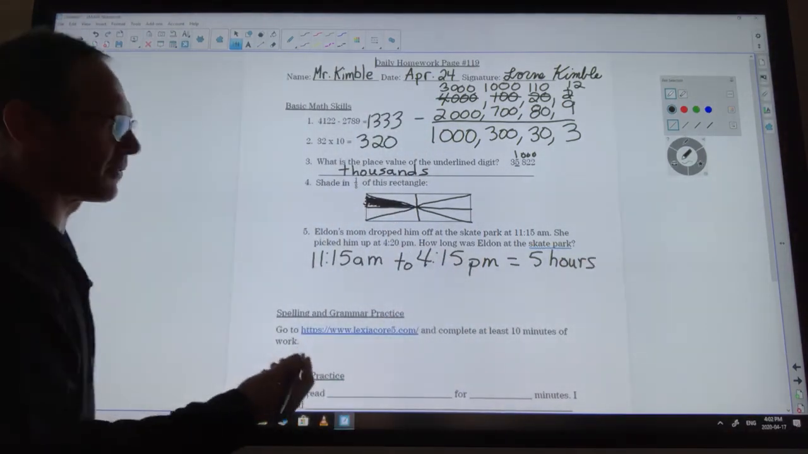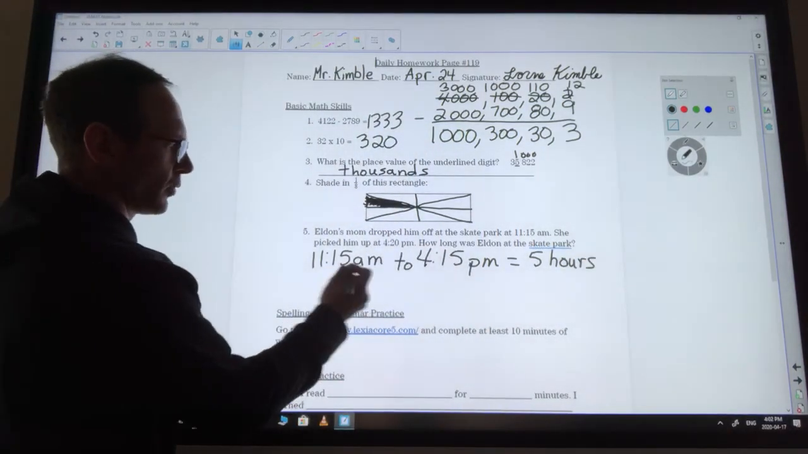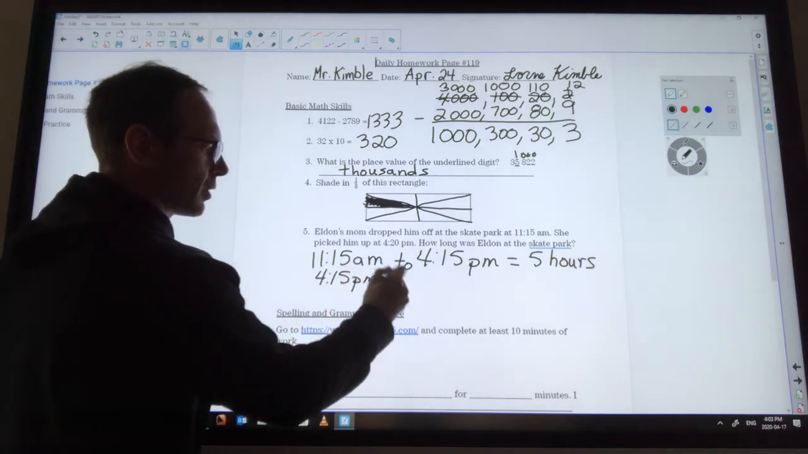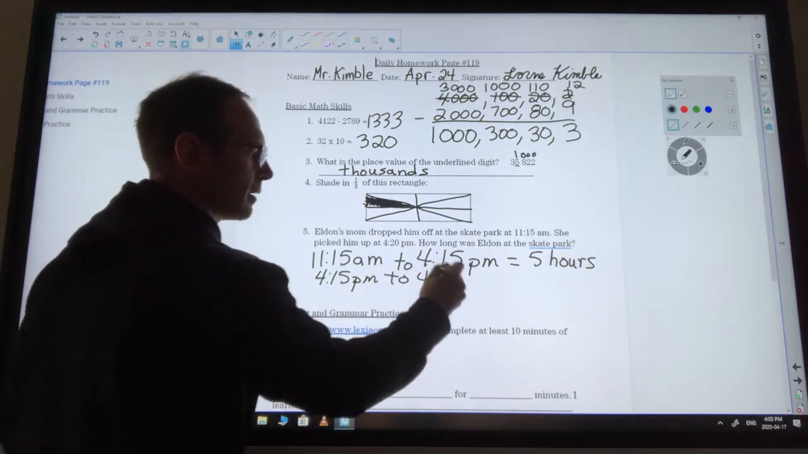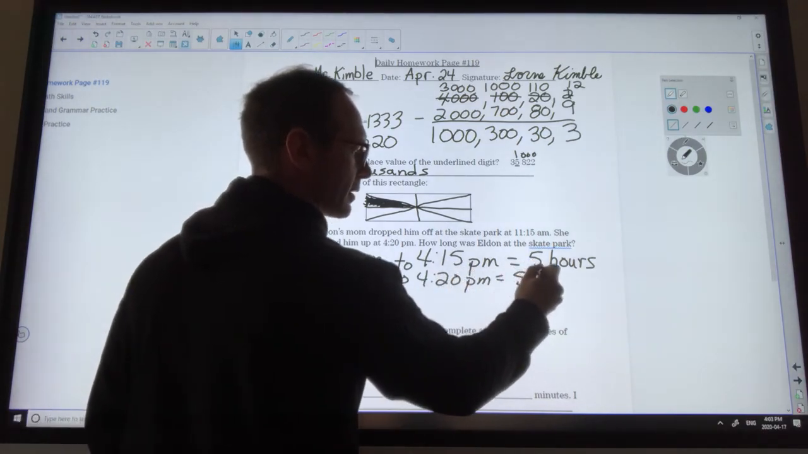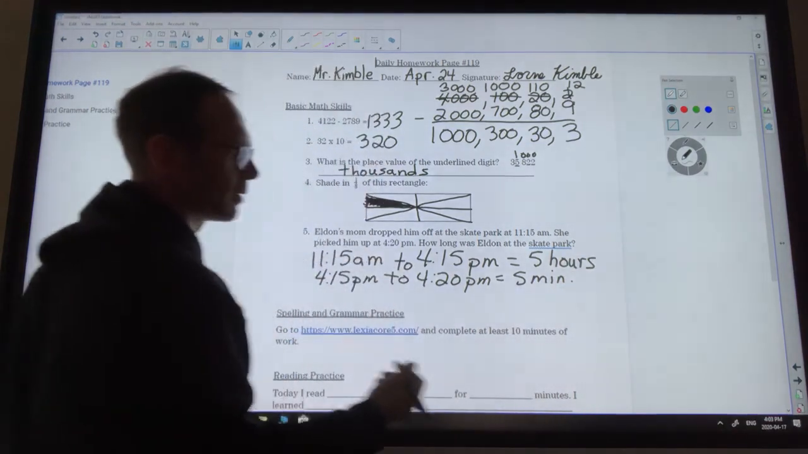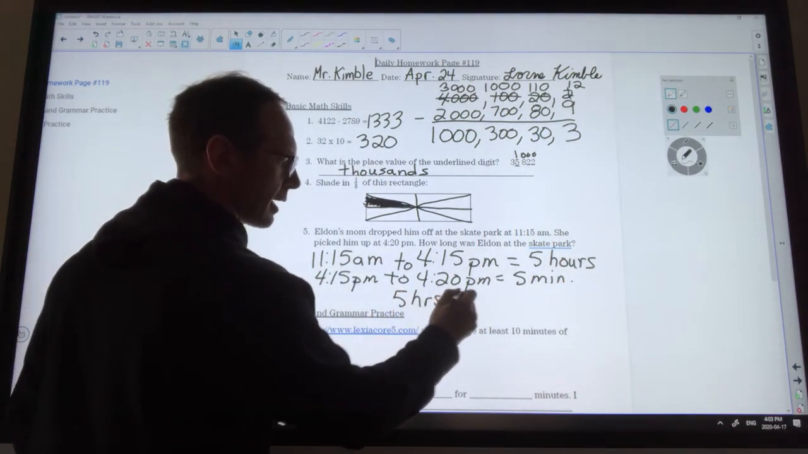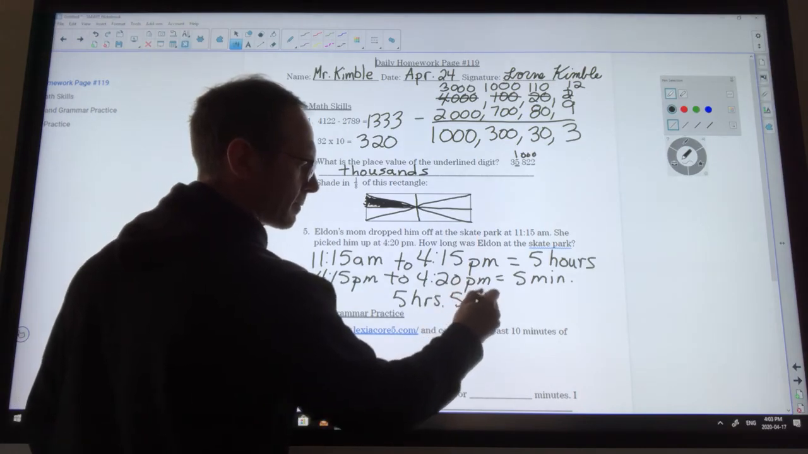And then the last thing I'd have to figure out is just from 4:15 to 4:20. So 4:15 p.m. to 4:20 p.m. would be 5 minutes. So that means that he was there for 5 hours and 5 minutes.